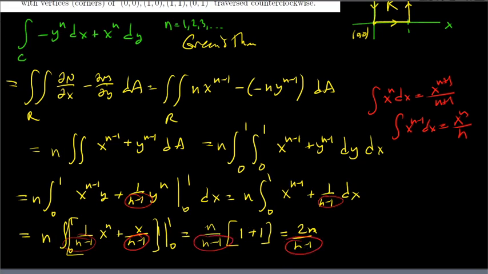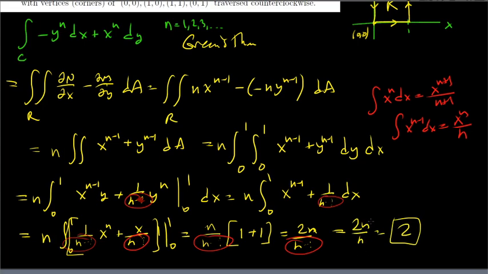Okay, so get rid of the n minus 1 here and here and here, and here, and finally here. Yeah, so it's really n over n, which is 1. So the answer is 2, right? 2n over n.